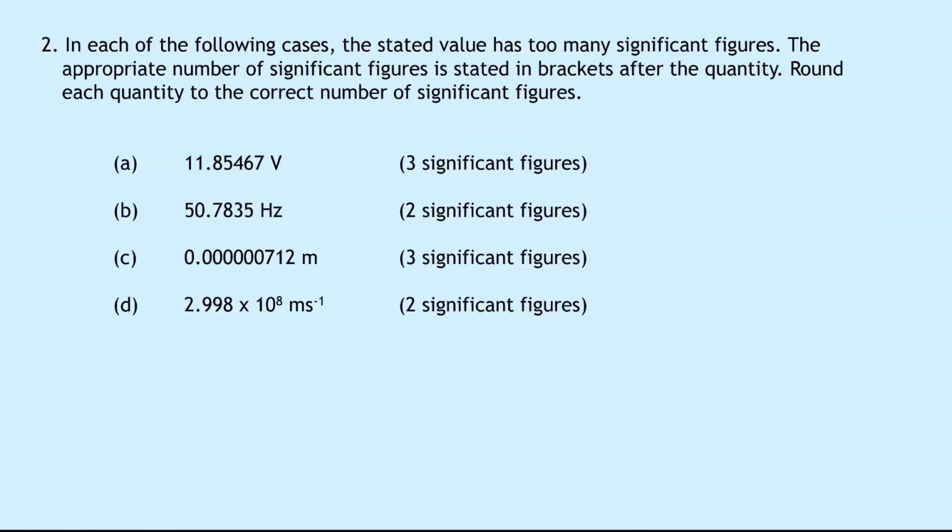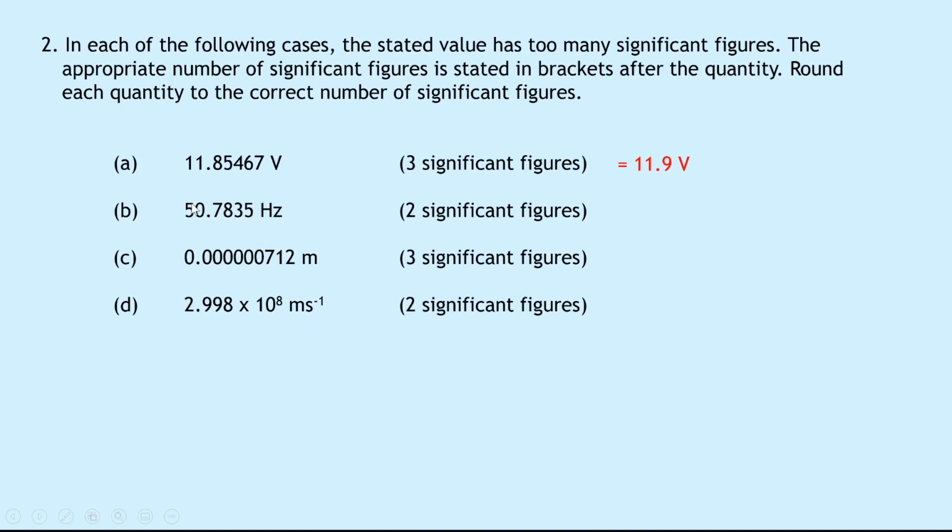In question 2 it says in each of the following cases, the stated value has too many significant figures. The appropriate number of significant figures is stated in brackets after the quantity. Round each quantity to the correct number of significant figures. So in part A we've got 11.85467 volts. And it says to round this to 3 significant figures. Now to do this, we're just going to take it to 1 decimal place, so that's going to become 11.9 volts. In part B it says 50.7835 Hz to 2 significant figures.